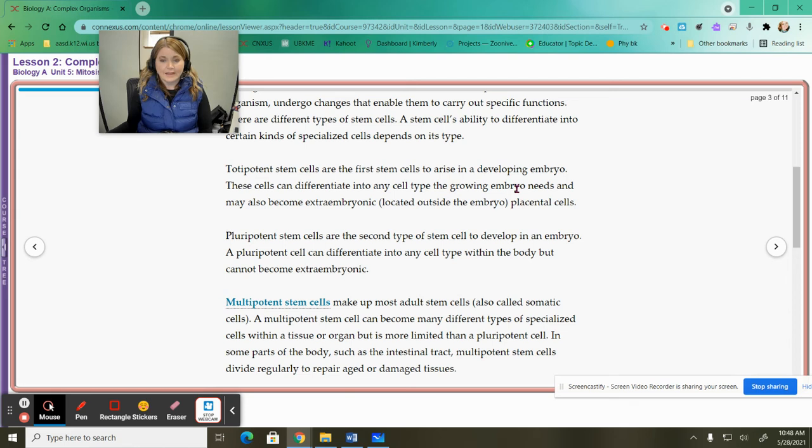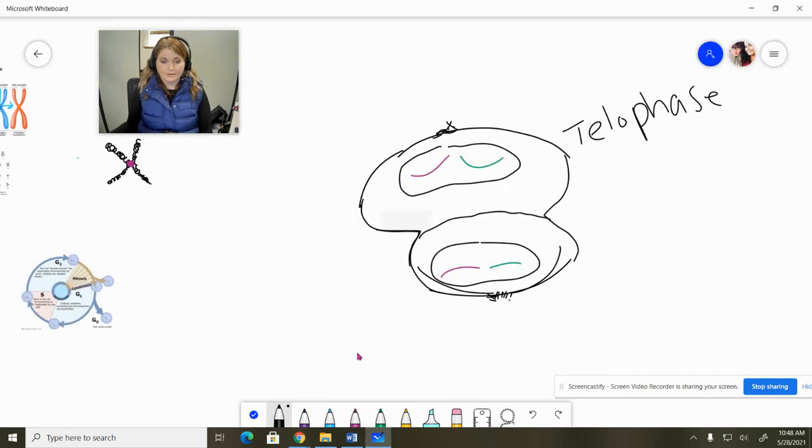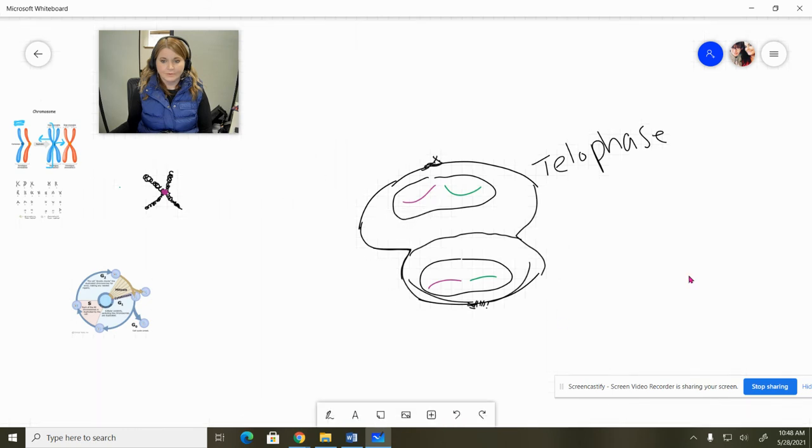There are stem cells that happen to occur only in embryos, and those are embryonic stem cells. There are two different types of embryonic stem cells: totipotent and pluripotent stem cells, which are both embryonic. So let's put those on our little note sheet here.